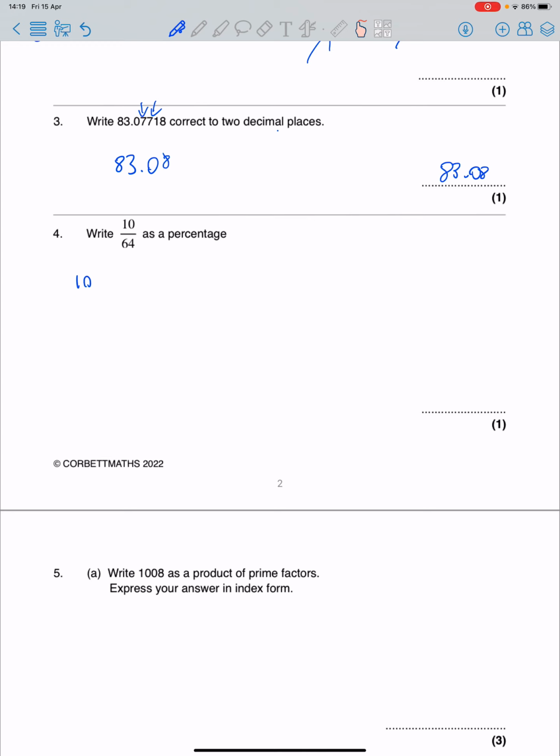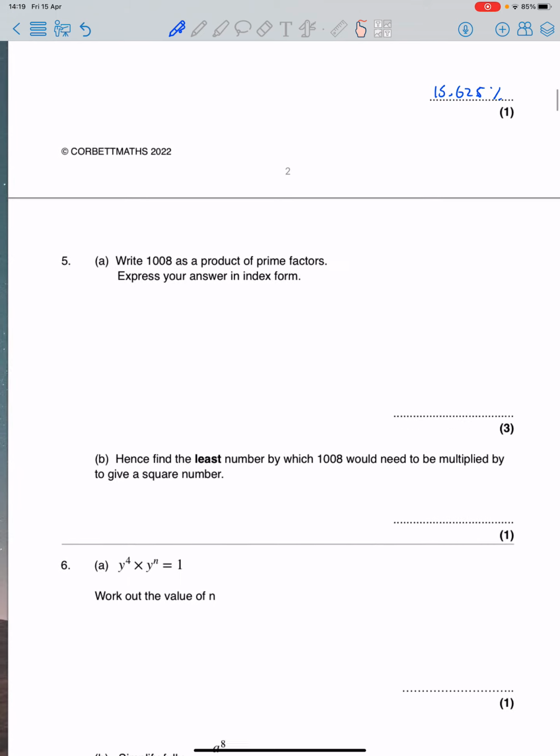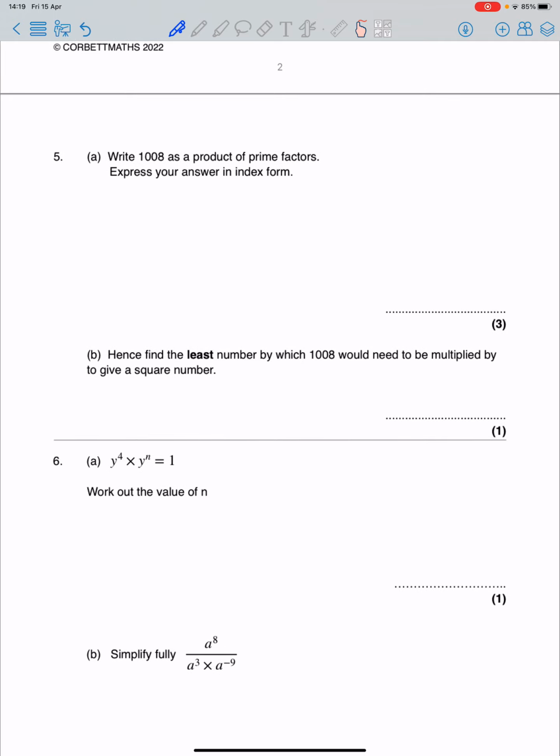Next, write 10/64 as a percentage. Well, with this one, we can write 10/64 on our calculators times by 100. It's going to interpret that as 10 divided by 64 and then times by 100. So I'm just putting that in my calculator. Times 100. And that gives 125/8 or 15.625. So it's 15.625%.